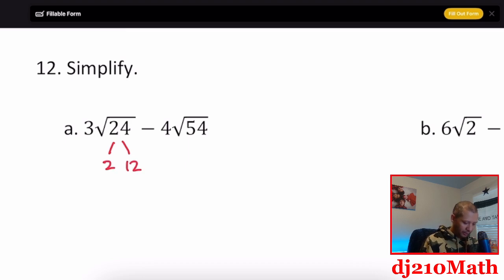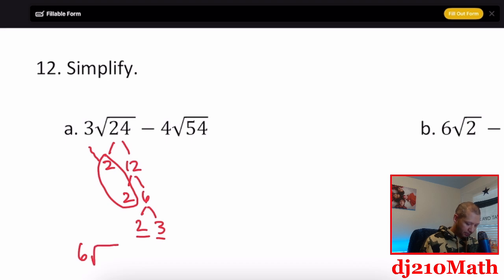So 2 and 12, 2 and 6, 2 and 3. The pair is going to come out as a single 2 and multiply against the 3. So 2 times 3 is 6. 2 and 3 are left on the side. So this is going to be 2 times 3, which is 6. So 6 root 6. That's the first part.